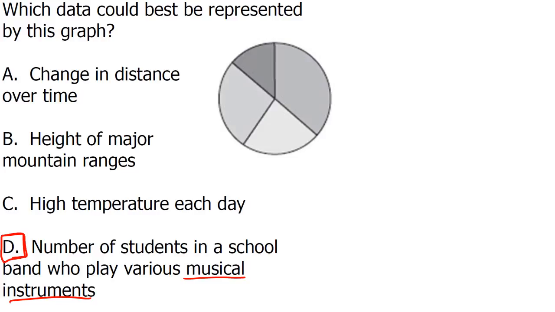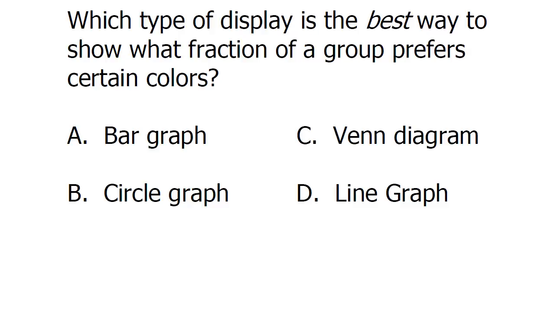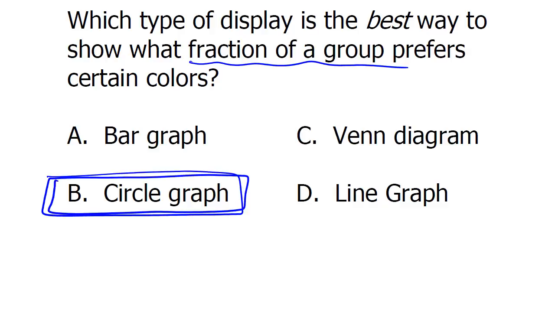The other options, like temperature for each day, might be more like a line graph. Heights of major mountain ranges, we could represent as a bar graph. And change in distance over time would be another line graph. So we have different types of graphs here, but for circle graphs, we're looking for different categories covering a total. Now we have this question: which type of display is the best way to show what fraction of a group prefers certain colors? Whenever we see a fraction of a group, we're automatically going to be highlighting a circle graph.